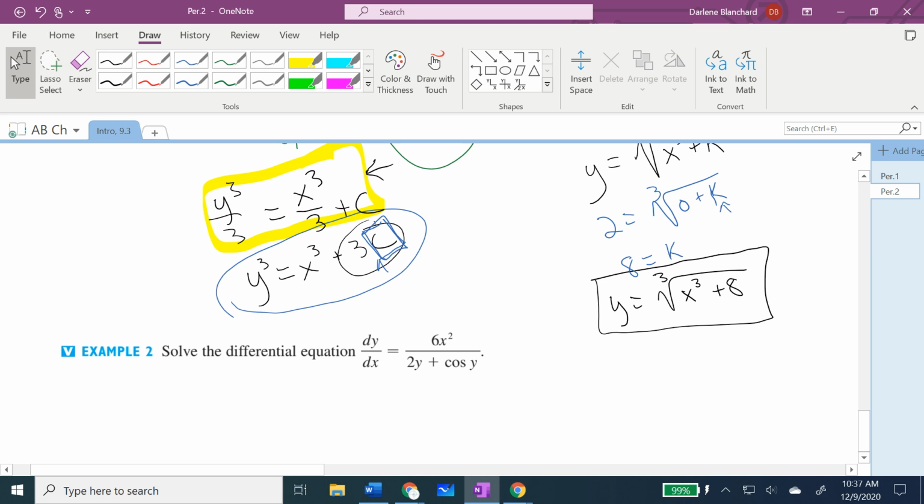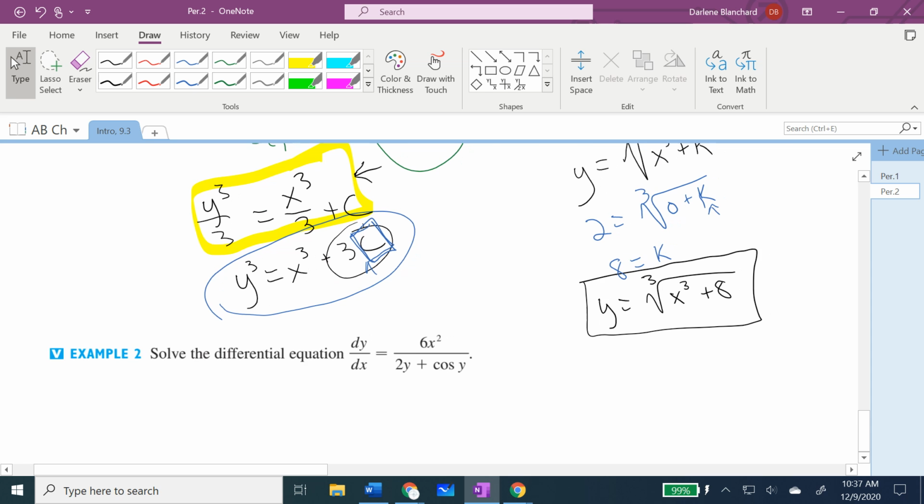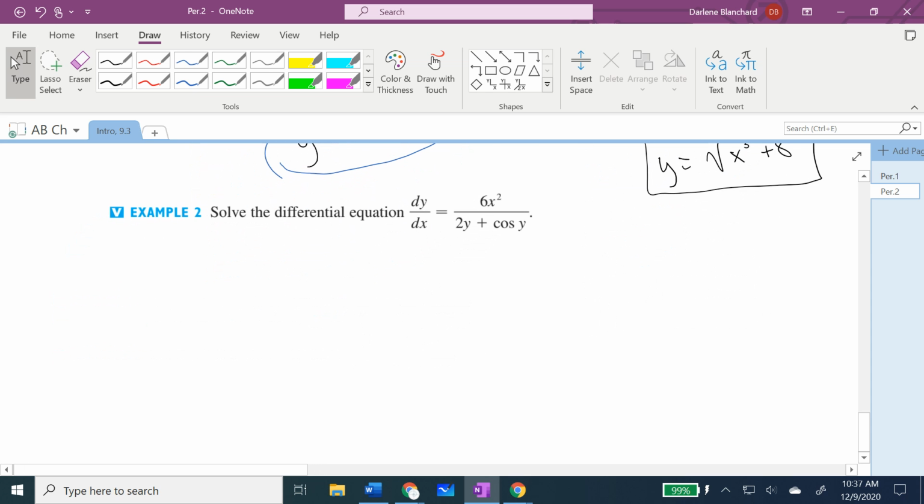Now, looking at the time, I know that there is something I need to show you. I'm going to do example 2 quickly. And then I have another example I need to show you so that you get why certain things happen in your homework. So I'm just going to quietly do this.